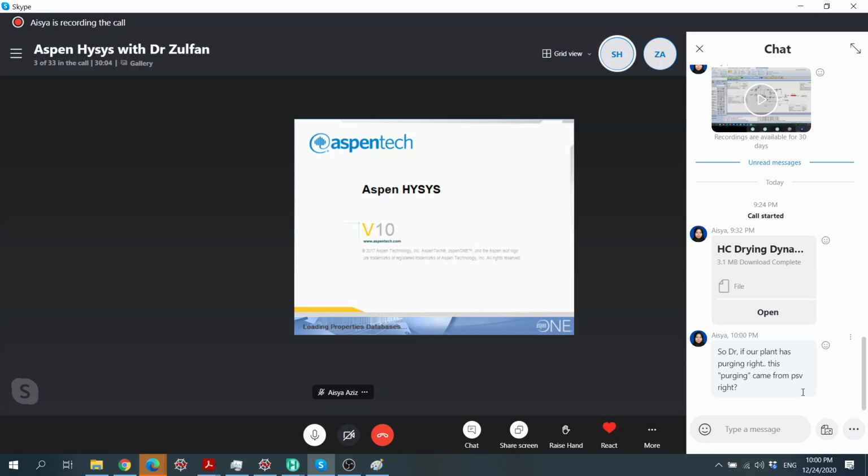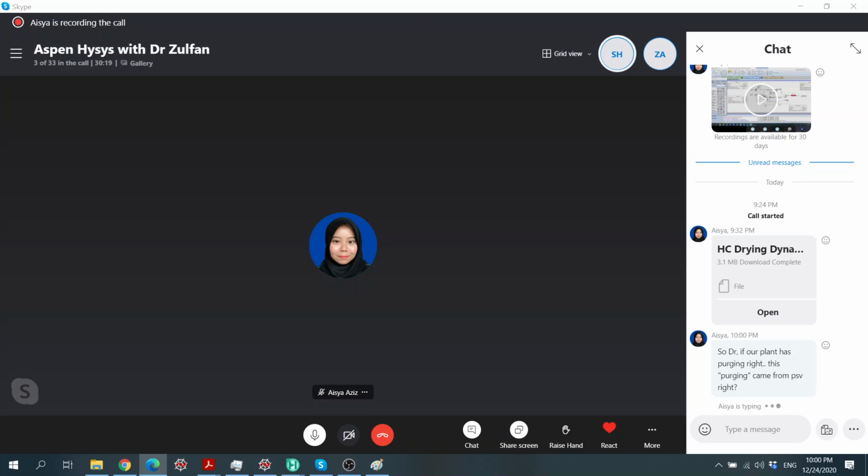Purging come from PSV. What do you mean by purging? Because if we purge, what we call purge, if I understand you correctly, we call it blow down. So blow down is just a typical valve. Yeah, the PSV is a pressure safety valve, so it's anything that you want to have instantaneous release. Blow down is a controlled release.